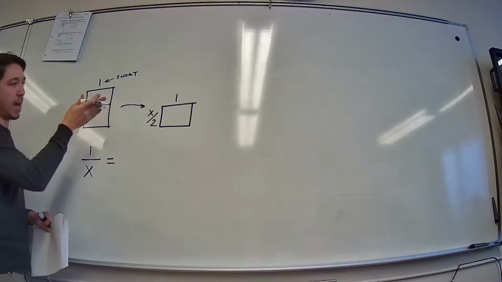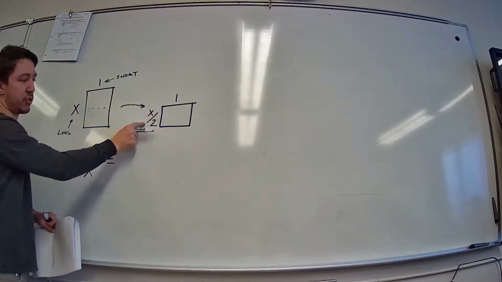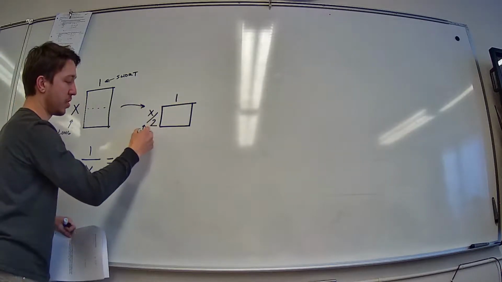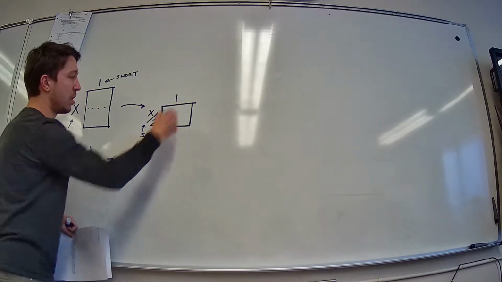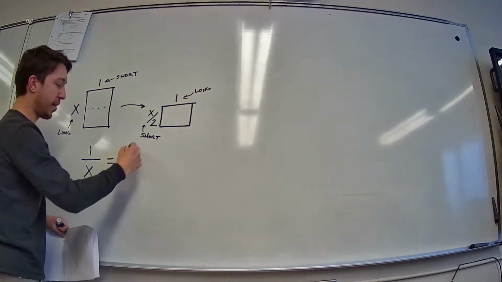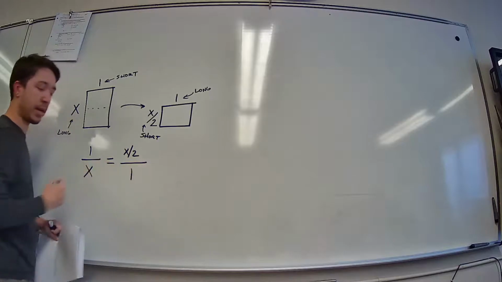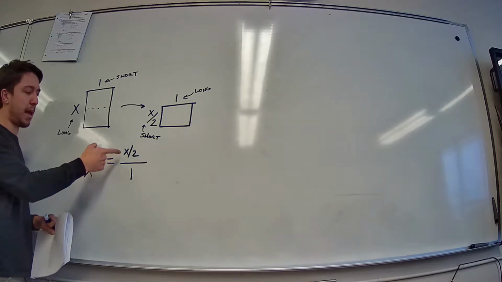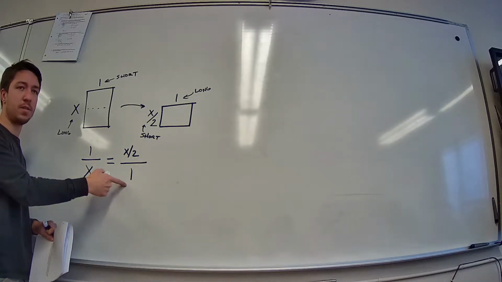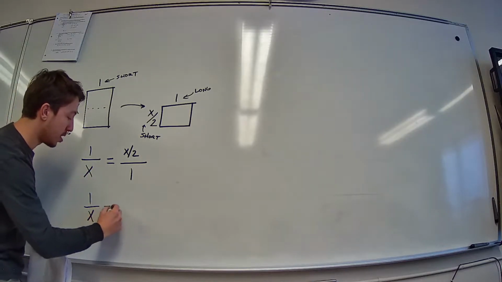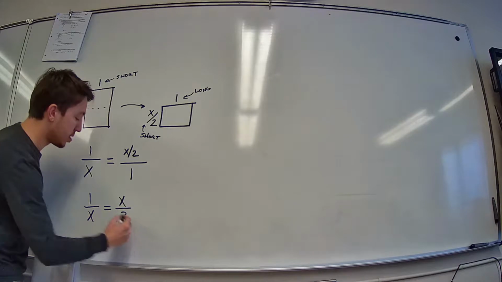This is where you have to be a little careful. This is now the short side. This is the long, x, and this is the short, 0.5x. So half of x divided by 1. Do you guys understand that? What's half of x divided by 1? Half of x. So I'm just writing it like this: 1 over x equals x over 2.